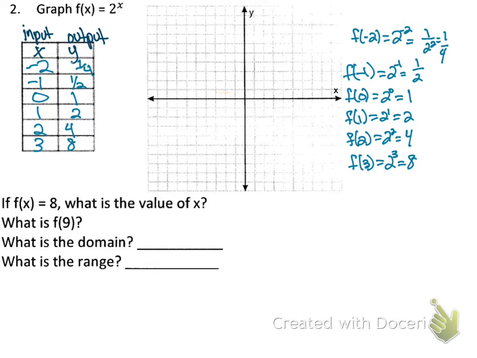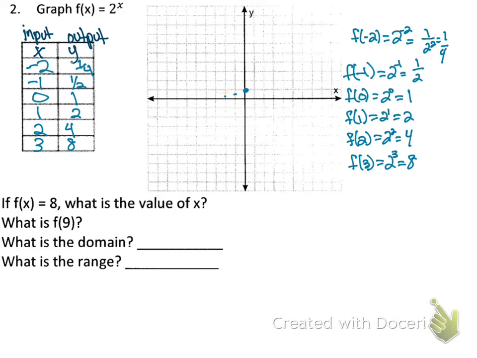Some of these fractions are a little hard to do. Just do your best. So -2, 1/4. We'll say that's right. -1, 1/2. Right about there, sure. The point 0, when x is 0, our y is going to be 1. That's that point right there. I'm going to make my points a little bigger now.